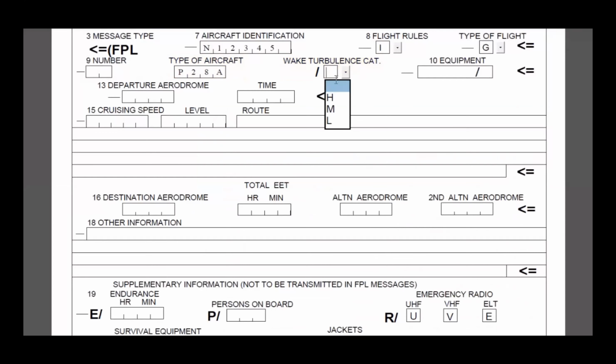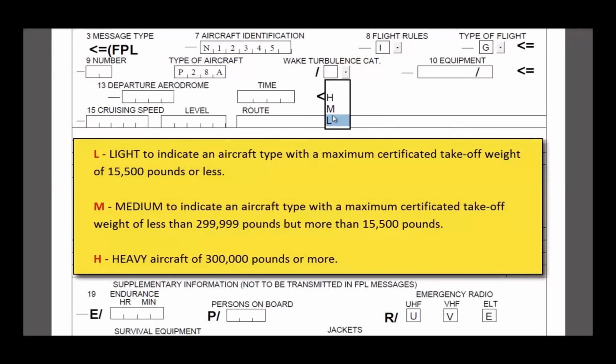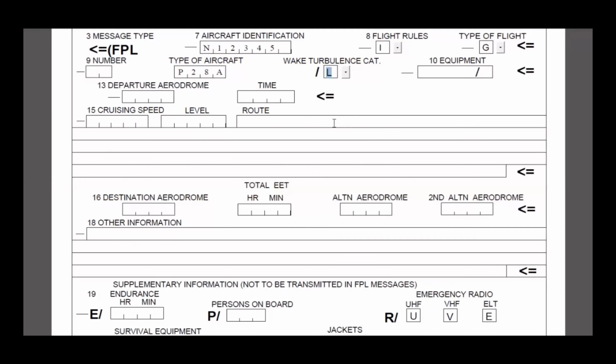If you look at the drop-down list right here, we can see the different categories. Light is to indicate the aircraft type with a maximum certificated takeoff weight of 15,500 pounds or less. So we're going to fall in the light category, so we're going to put an L there.